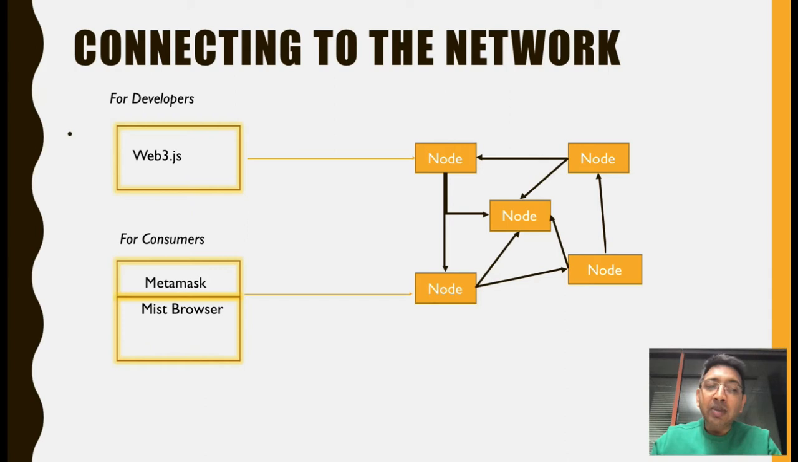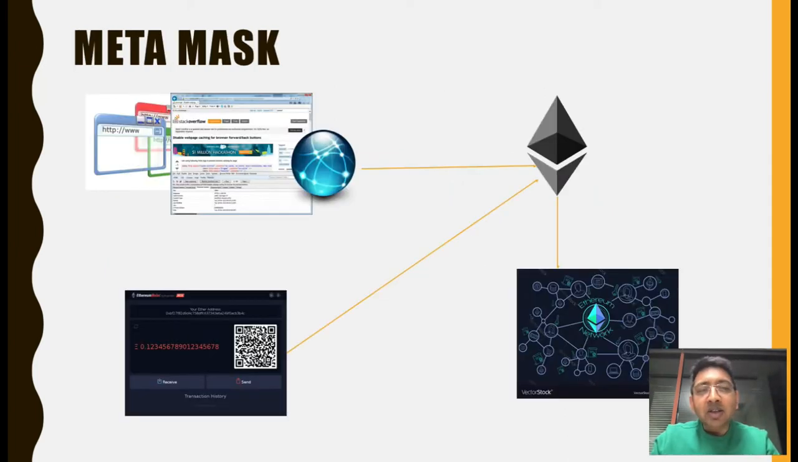We will look at Metamask in a while. And Web3 is a sort of programmatic access to the Ethereum network, whereas Metamask is how common people, like you and me, can use the Ethereum network. So what is Metamask? Metamask is a tool that converts a Chrome browser into a decentralized application.